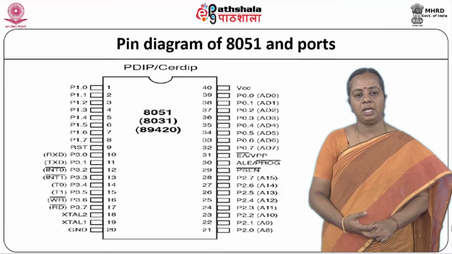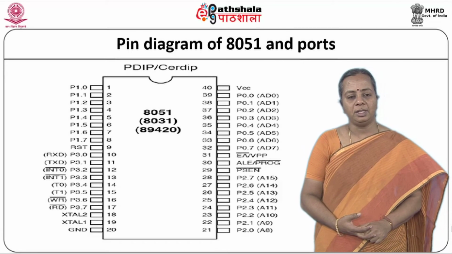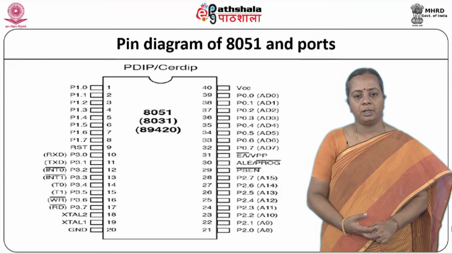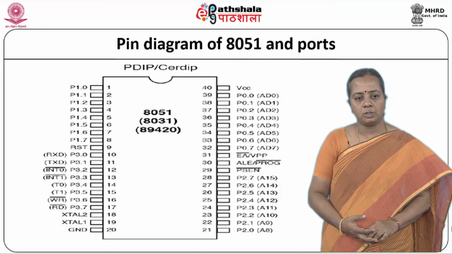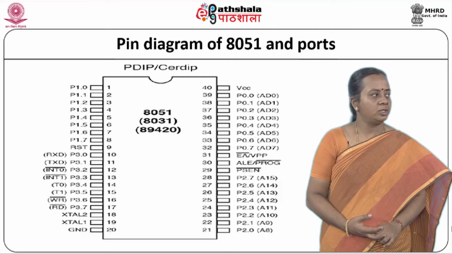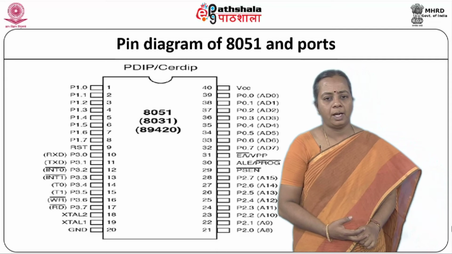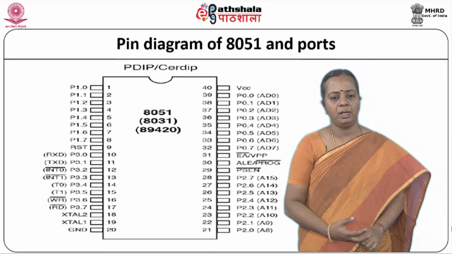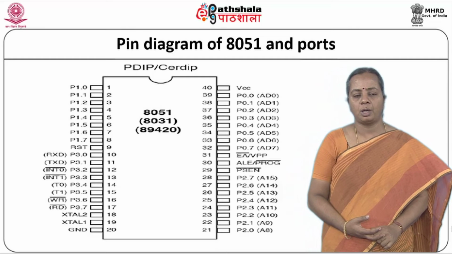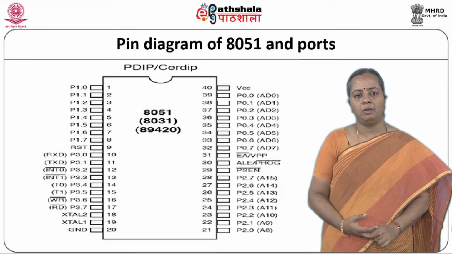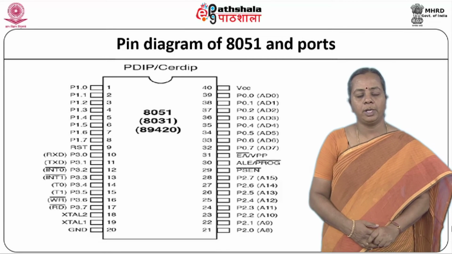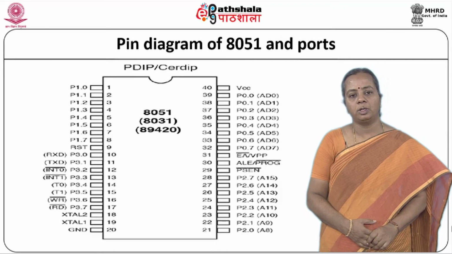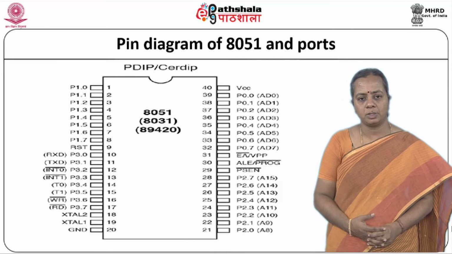So, port 3 is used for special purposes also. Other than these 4 parallel ports, each parallel port has 8 bits in a single port. Other than these 32 pins, we have the reset pin, the address latch enable pin, the program strobe enable pin, and the external crystal oscillator pins. So, these make around 40 pins. In this section, we will be looking mainly at the parallel ports, as communication between input output devices through your parallel ports.